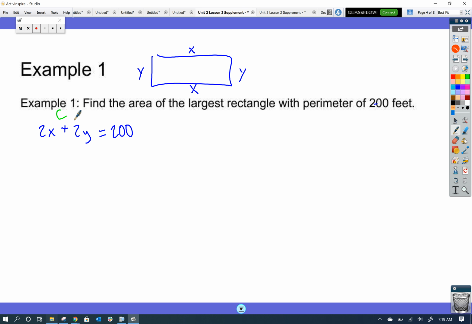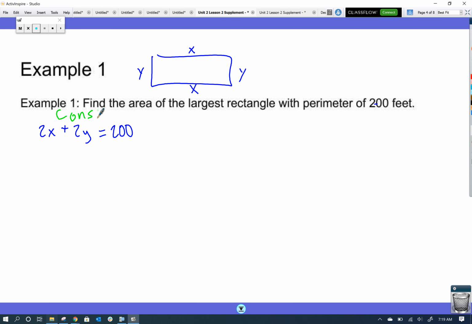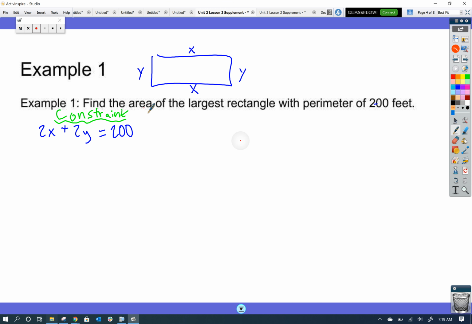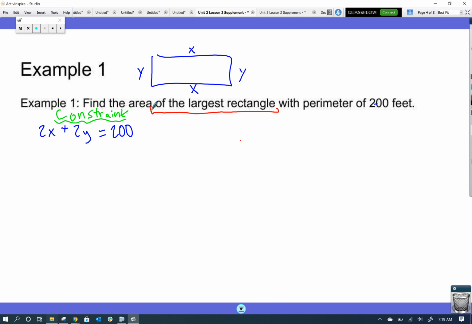So we call this the constraint equation, the equation that has a number. Then we have what's called the optimal equation. We want the area of the largest rectangle, so we want to find a max for area. Okay, so our optimal equation is area. What is that? Well, area of a rectangle, that's x times y.